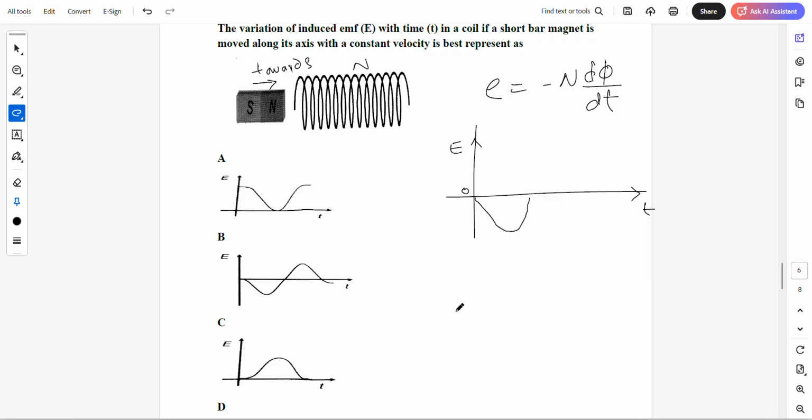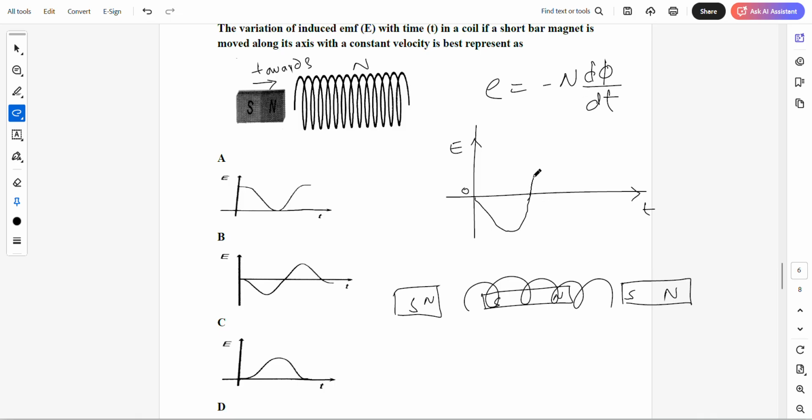Now, assume that in the first case, after some time, this is the north pole, south pole, this is inside, inside the north pole is 0, nothing is induced here. Now, if it is going away, the flux decreases. When flux decreases, what happens? It becomes negative. Minus into minus means plus. So a plus value of EMF induced.